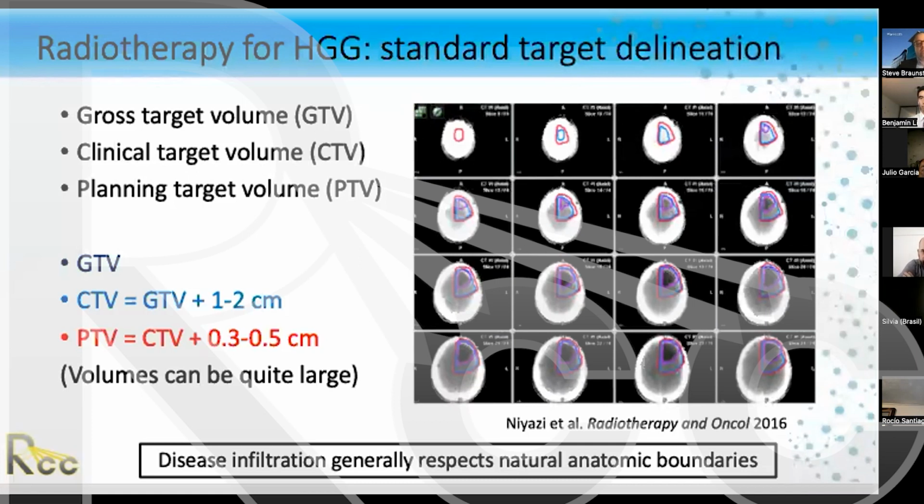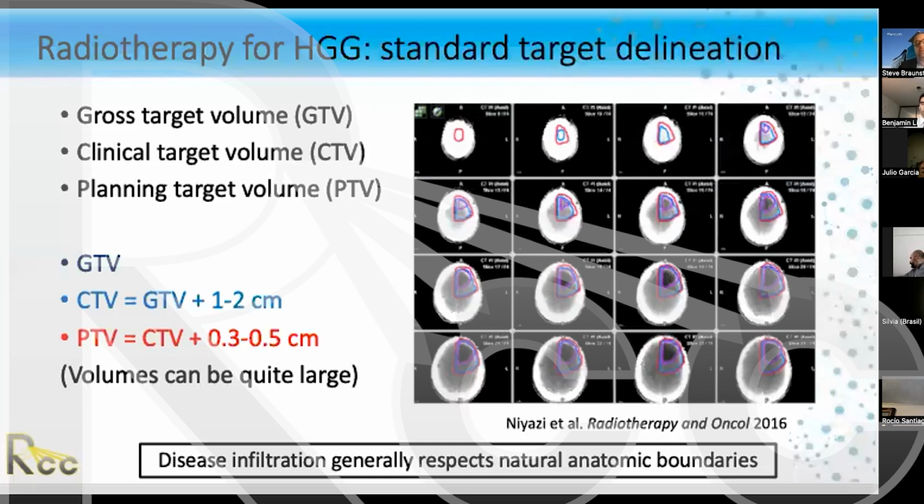So the GTV to CTV expansion is 1 to 2 centimeters, and then the PTV usually another 3 to 5 millimeters. But recognize, for this example from this nice paper, that for a patient who has, let's say, a left frontal lobe lesion, even after a gross total resection, the actual target volume can be quite large. And again, that has consequences in terms of how we think about hypofractionation, because we're treating a fairly large target volume. And of course, remember that disease infiltration generally respects natural anatomic boundaries.